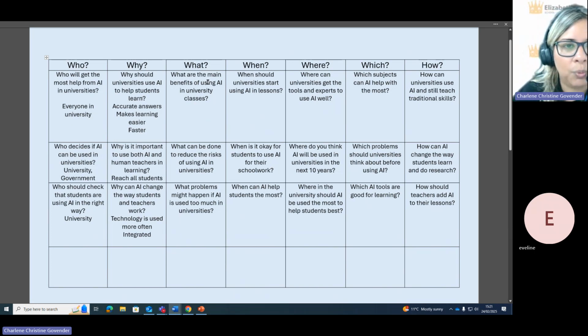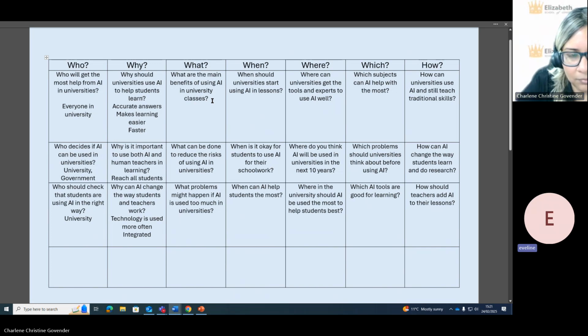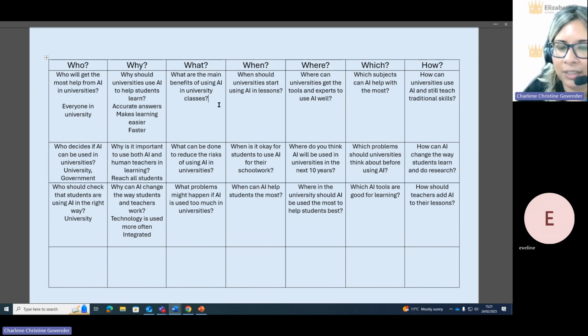Okay, so let's go on to the what questions. Can you read that out for me? The first what question, please. Thank you, Evelyn. What are the main benefits of using AI in university classes? Super. So now we're going to talk about all the positive things. Think about yourself, and other students in your classroom that are using AI for translation, or using maps to move around, or using ChatGPT. Have you heard of ChatGPT before?